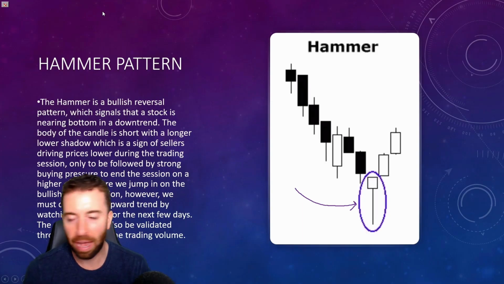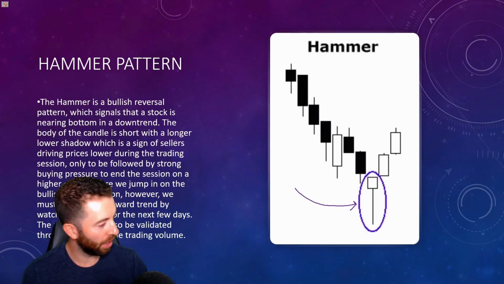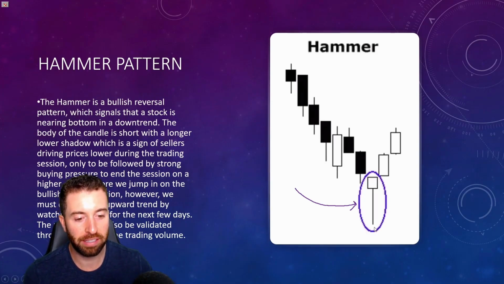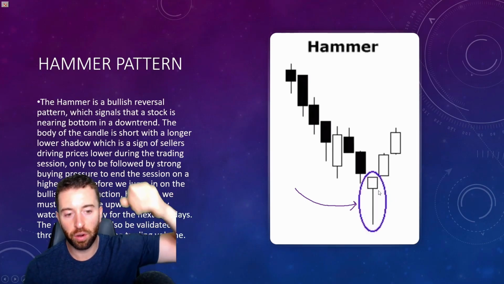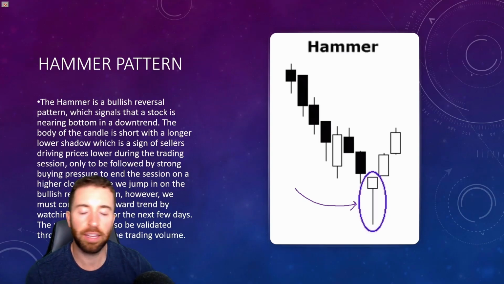Next, we have our hammer patterns. The hammer pattern, and you can see it looks like a hammer. It's basically a long handle with almost like a handle type at the end, or like a big rock, a big stone at the end. It would be the same exact thing as a lower shadow.